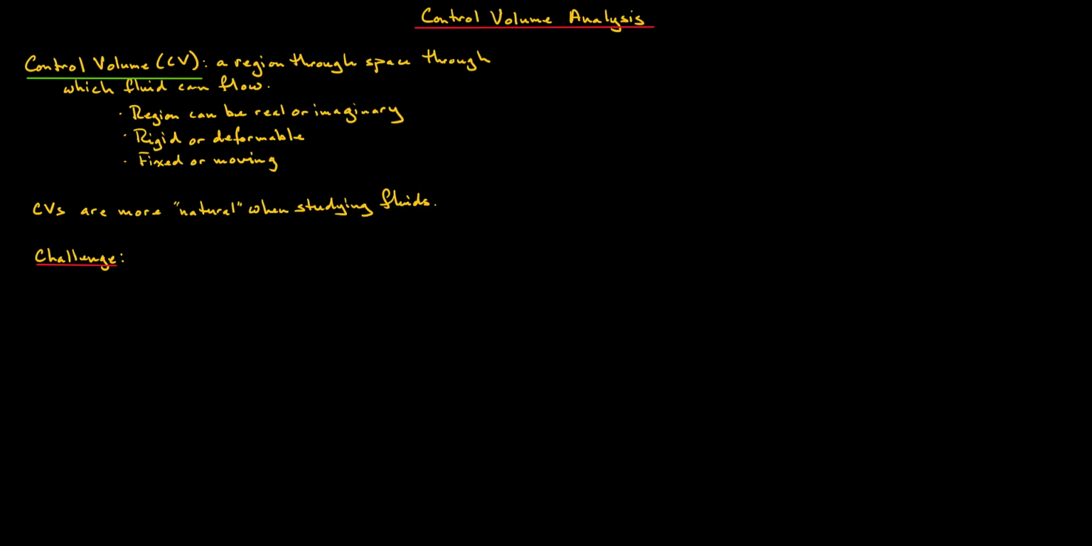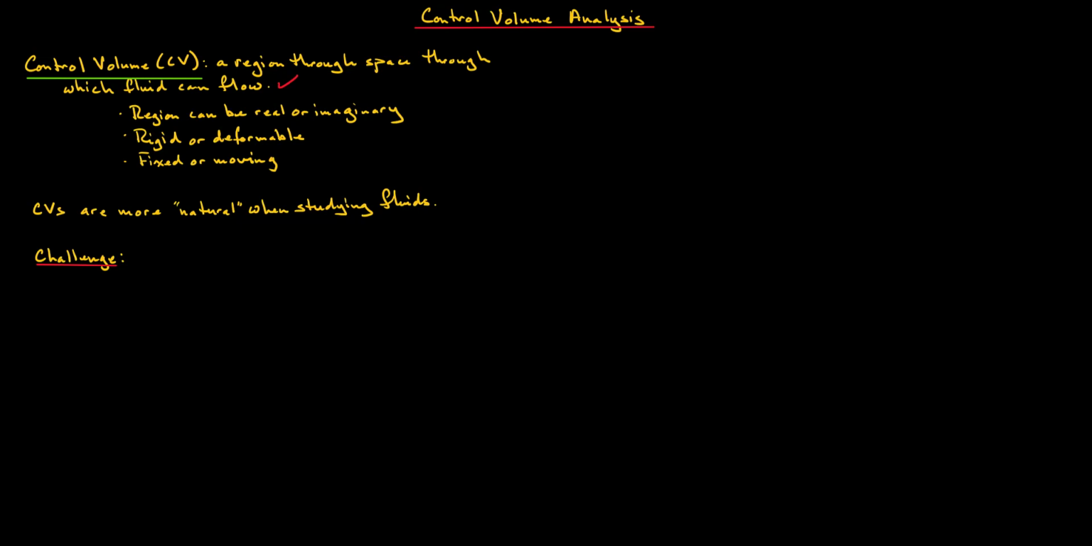So having said that, what is a control volume? A control volume is a region through space through which fluid can flow. That's a simple enough explanation. So that region through space can be real or imaginary. So what do we mean by that? A control volume could be, let's say, your bedroom. So it is a real region through which fluid is flowing. That is a control volume.